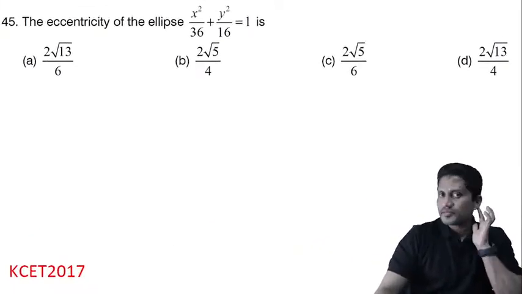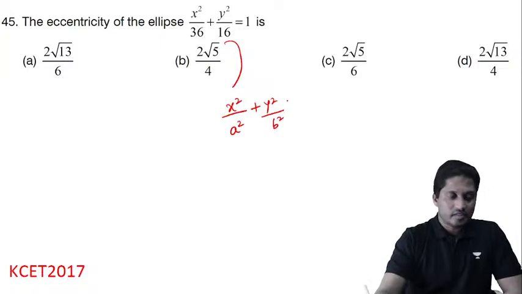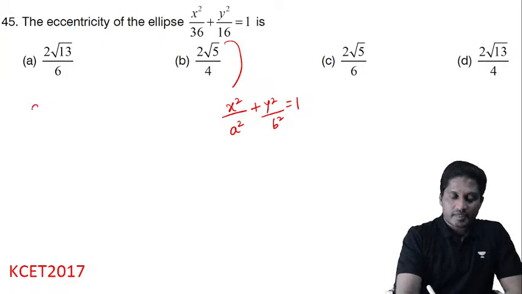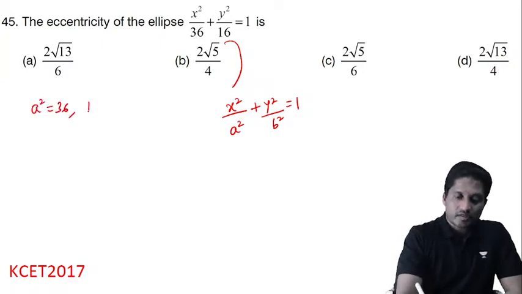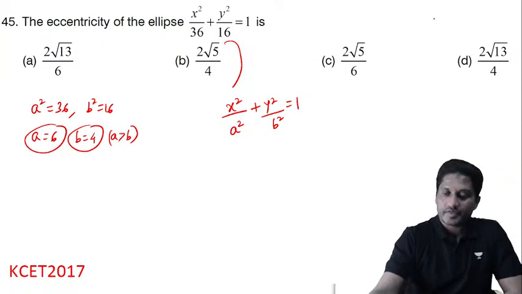The eccentricity of the ellipse is, this is of the form x square by a square plus y square by b square is equal to 1. If I compare, you will get a square is 36, right? And b square is equal to 16. a is equal to 6, b is equal to 4. a is greater than b, which means obviously you get a horizontal ellipse.